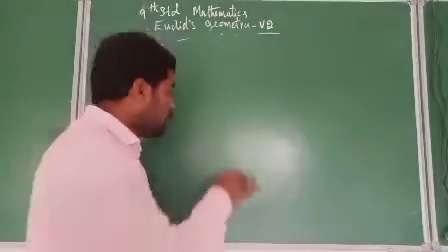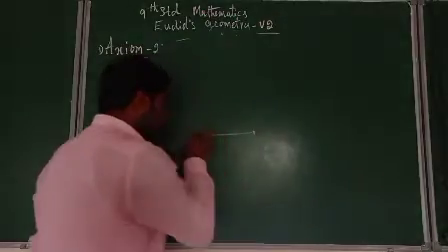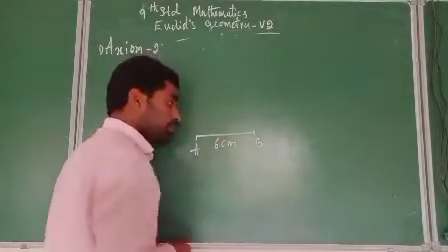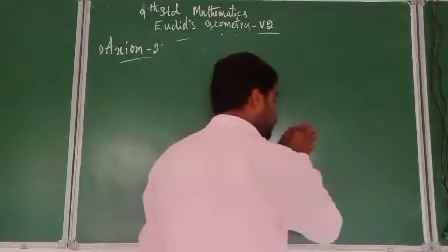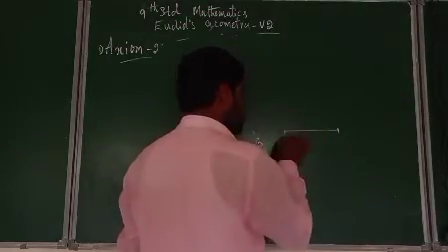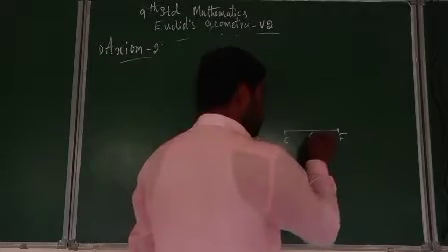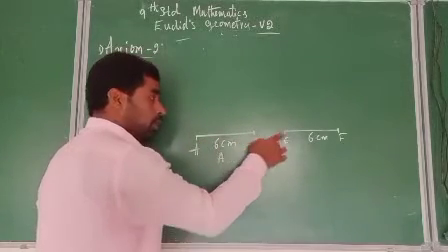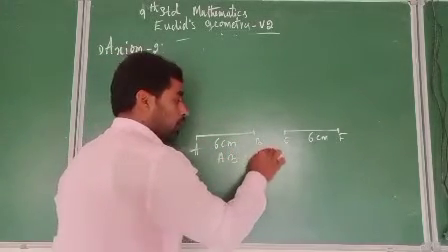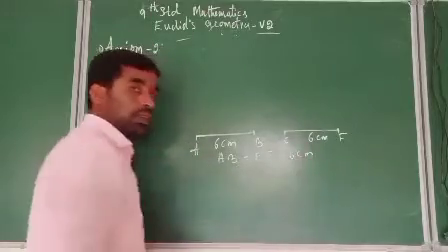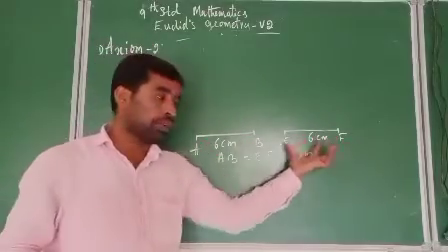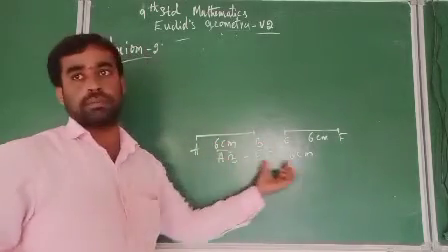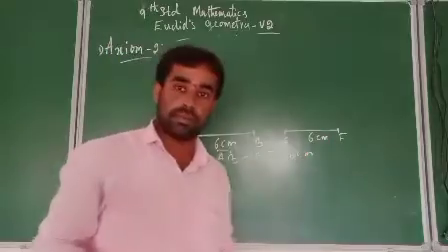Suppose I take a line segment AB, which is equal to 6 centimeter, and again I take another line segment EF, which is equal to 6 centimeter. Now AB is equal to EF, if they are equal to 6 centimeter. The two line segments are equal in measure. These are the two equal things.